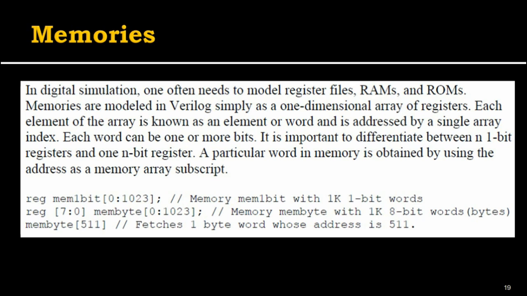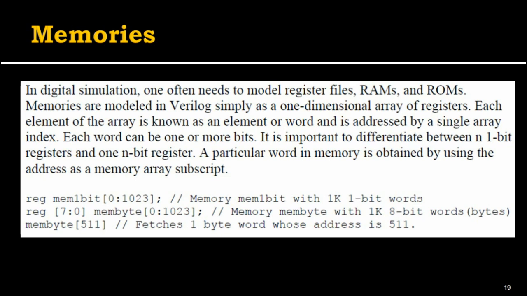Consider the first example, reg mem_bit [0:1023]. This register can store 1024 1-bit data items, that is, 1K of 1-bit memory.